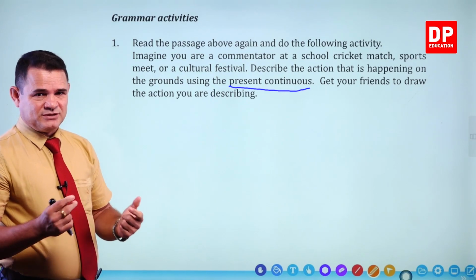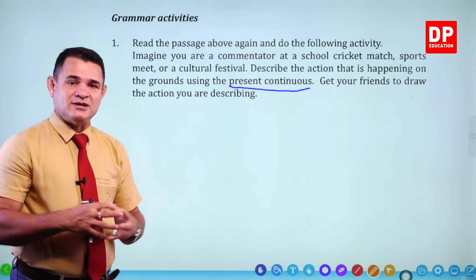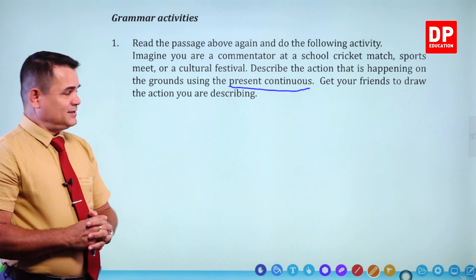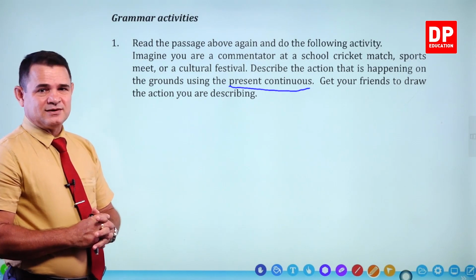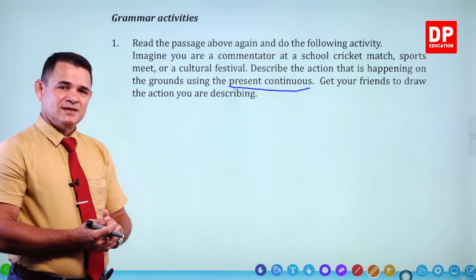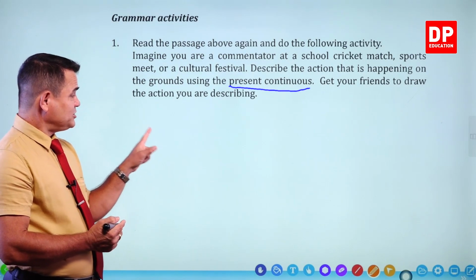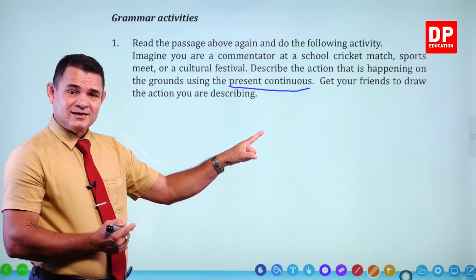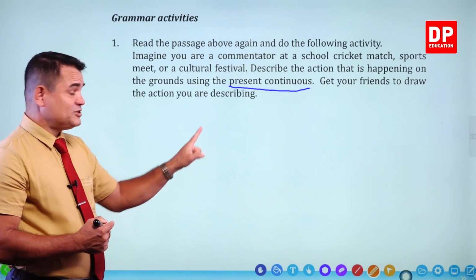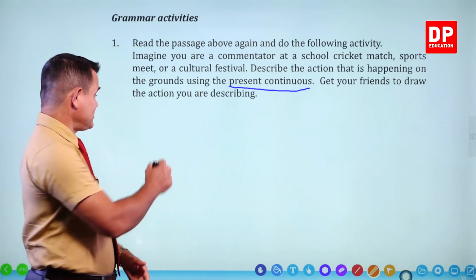Right? Now just imagine you are watching a cricket match in your school. Right? You are watching a cricket match, and the things happening in it. You know your friends' names. Maybe your friend Heshan. Heshan is bowling. Right?